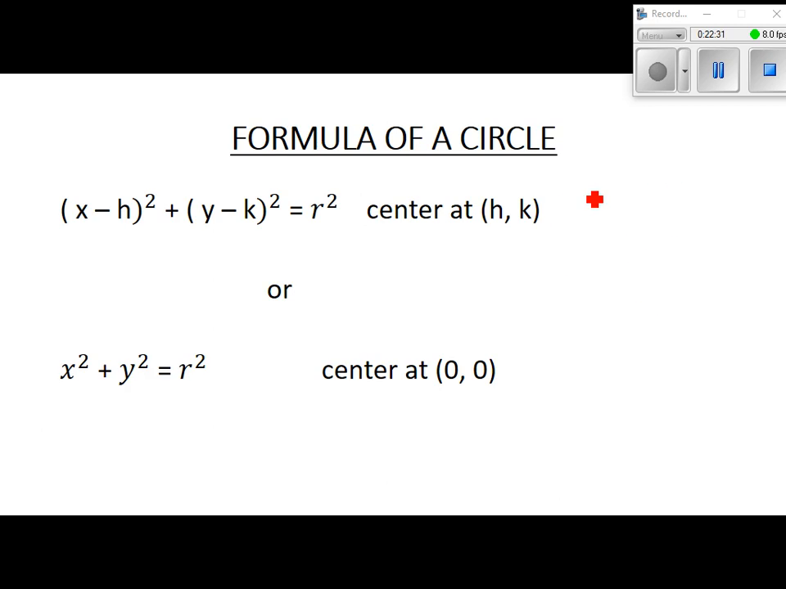Next thing, the equations of circles that we talked about a couple of classes ago. Equation of a circle.